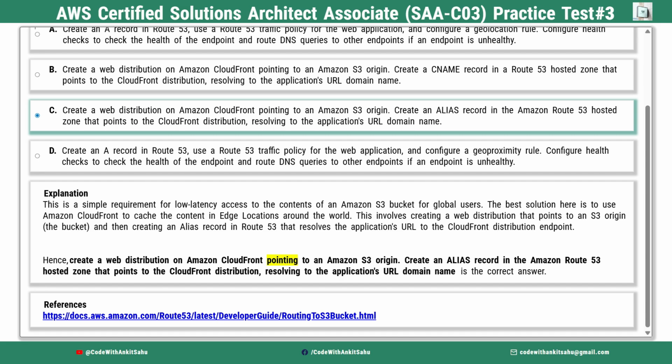Hence, create a web distribution on Amazon CloudFront pointing to an Amazon S3 origin. Create an alias record in the Amazon Route 53 hosted zone that points to the CloudFront distribution, resolving to the application's URL domain name is the correct answer. References.